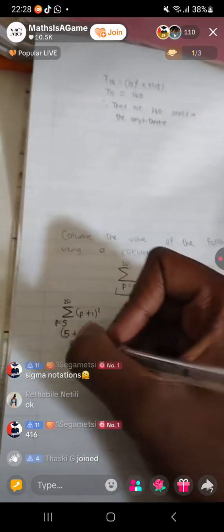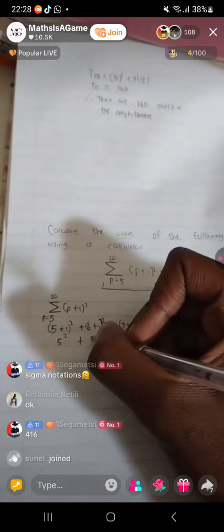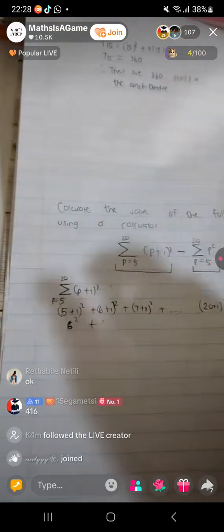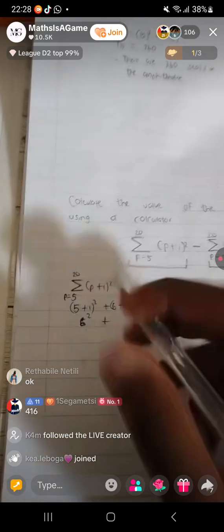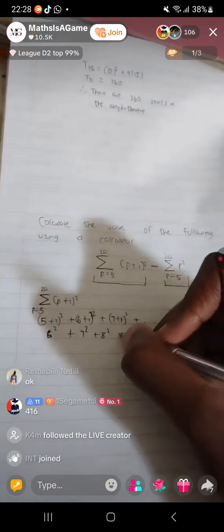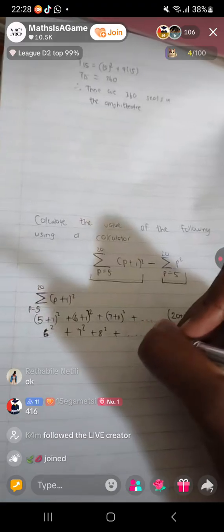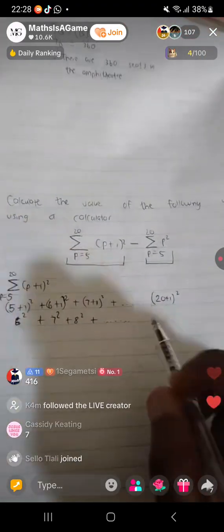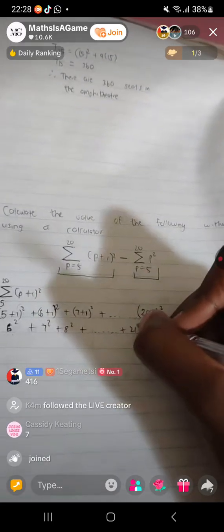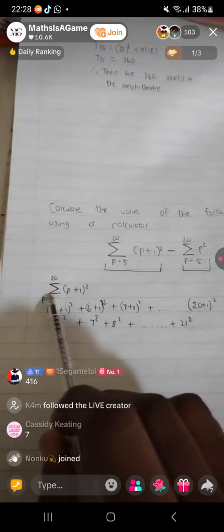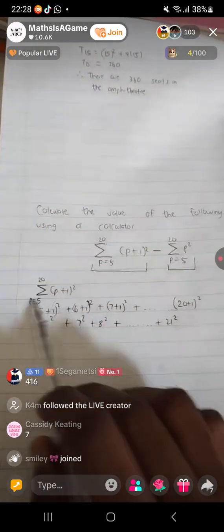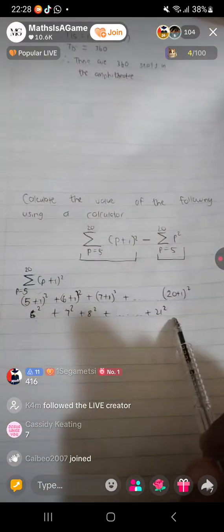So let's just reveal what we have. We have 6 squared, sorry, not 5 squared, 6 squared, my bad. 5 plus 1 is 6. We have 6 squared, 7 squared, 8 squared, plus, now obviously we're going to have 9 squared, 10 squared, 11 squared, 12 squared, and so it goes up until 21 squared for this series. So I hope you guys see what emerges from this series.